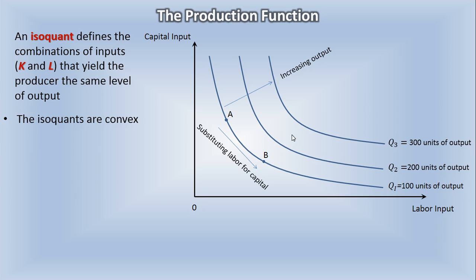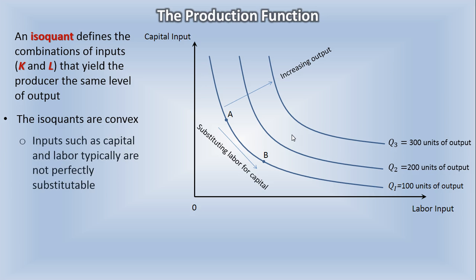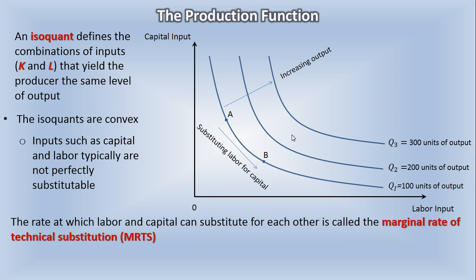The isoquants are convex. They have that same kind of curved out shape as the indifference curve. That represents the fact that the inputs are not perfectly substitutable for each other. As you use more labor, the rate at which you would substitute labor for capital diminishes. We'll talk more about that in a second. So inputs such as capital and labor are typically not perfectly substitutable.